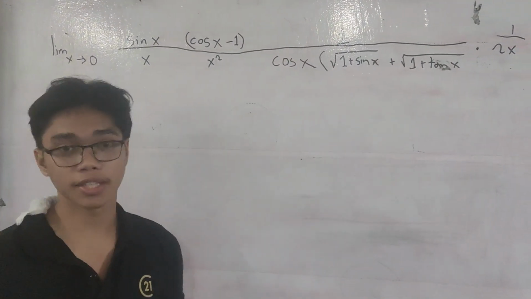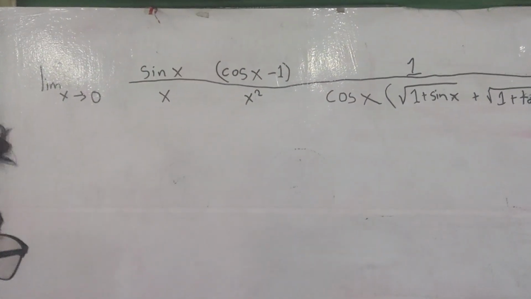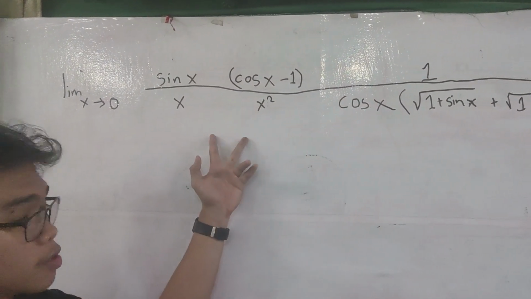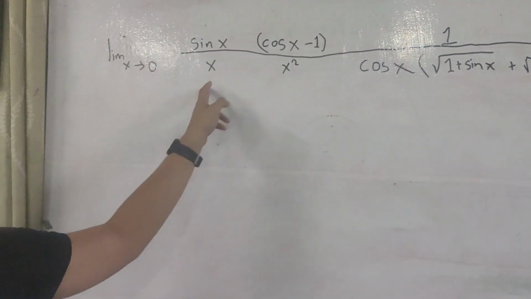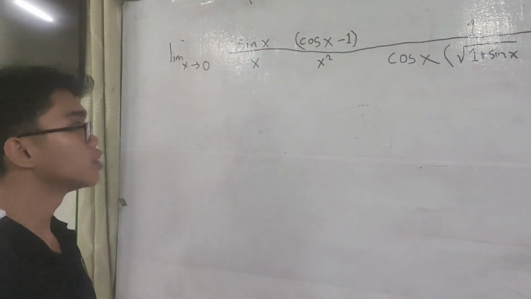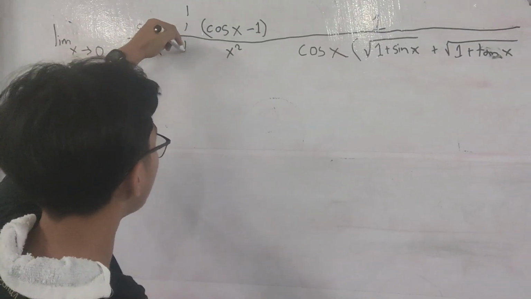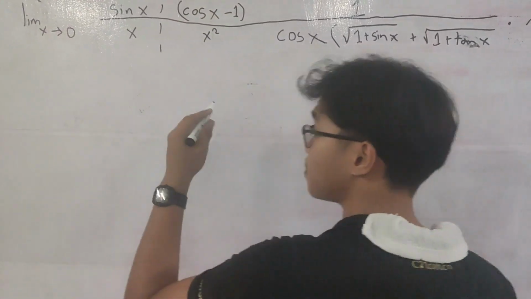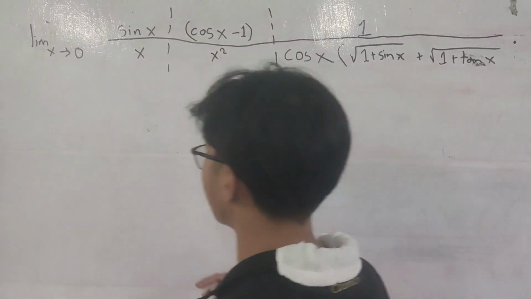Okay, so don't mind the change of clothes. So now let's continue to this part over here. As you can see, there are two special limits within this equation, and this is sine x over x, and that's cosine x minus 1 over x to the power of 2. So now we divide these fractions by imaginary lines so that we can identify which to simplify and which to not. So let's start here.